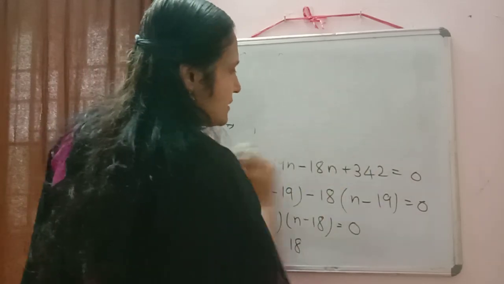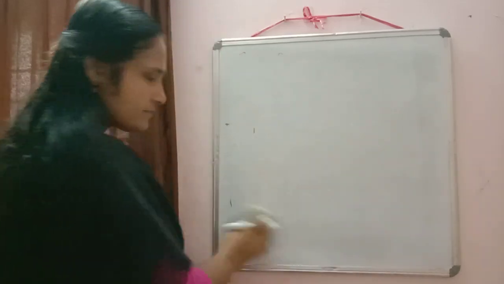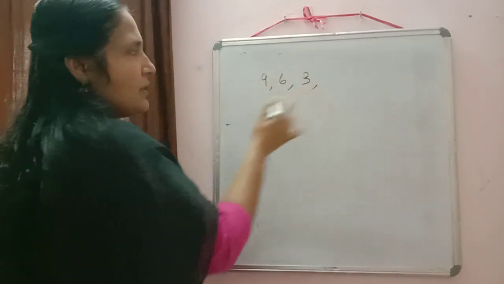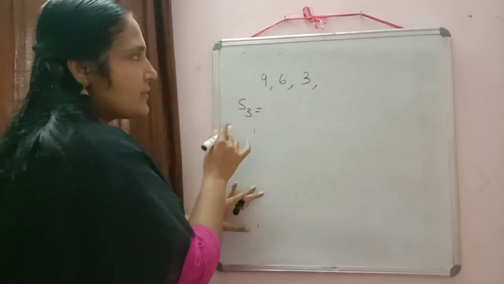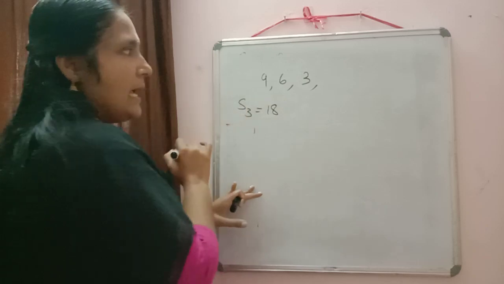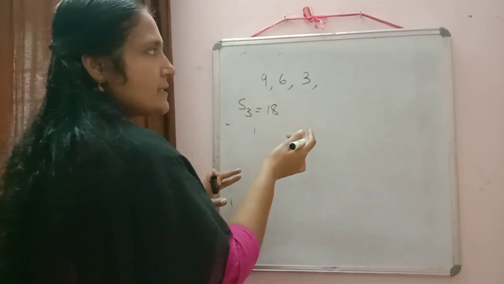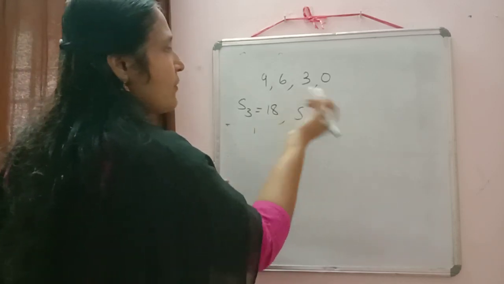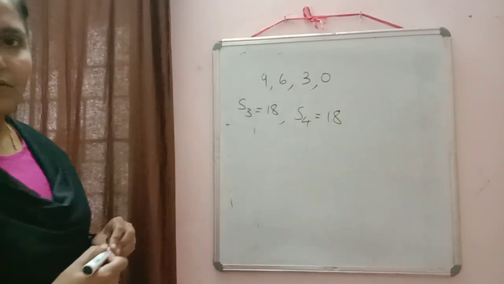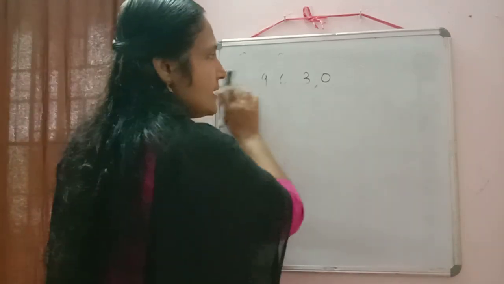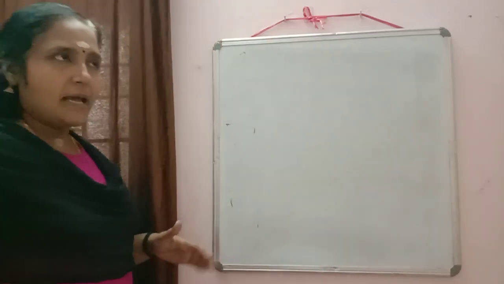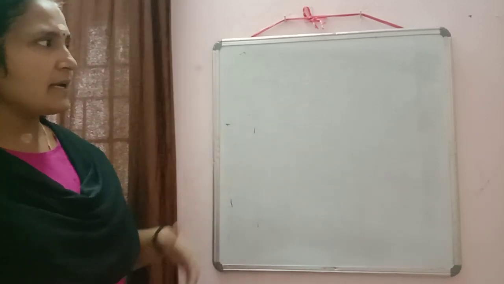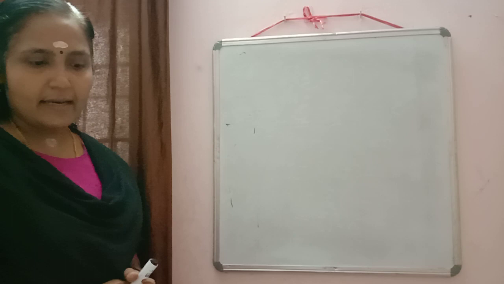For this, I am just giving you an example. Suppose you have the AP 9, 6, 3. What will be the sum of these three terms? S3 is equal to 9 plus 6, 15 plus 3, 18. Now according to the concept, what should be the next term? Obviously it will be equal to 0. So if you calculate S4, again you will get the sum 18 only. That's why we are getting two answers, 18 and 19, because sometimes till the 18th term the values will be different and the 19th term might be 0. That's why we are getting the sum of two numbers of terms as 513.